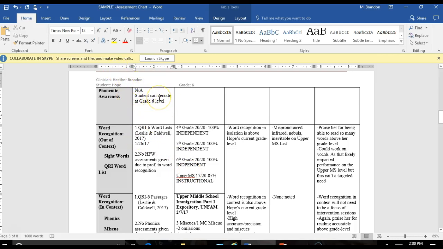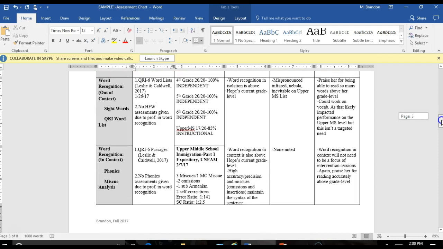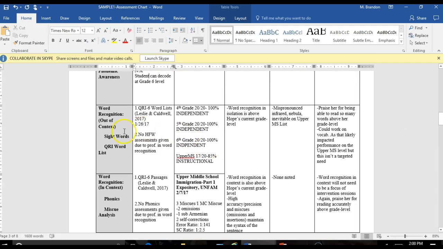So I skip that. And if you decide to skip an assessment, we want to really be efficient with our time and not give them all of the assessments, but only the ones you need to give them. But make sure you state a reason as to why you did not give that assessment. So for word recognition out of context, I didn't give sight words because those were not an issue on the word list given or in context of the QRI. So I just looked at the QRI 6 word list.